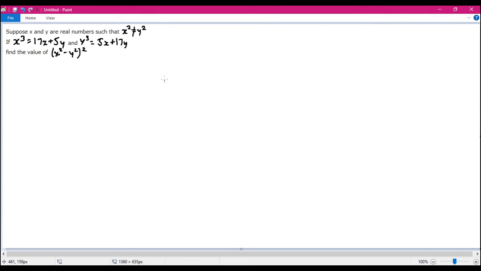We have a much harder and different kind of algebraic manipulation problem. This time we're going to find the value of x squared minus y squared, all squared. We might play around with that later to help us find the answer. We have x and y that are real numbers such that x squared is not equal to y squared. What that means is that this is not equal to 0.